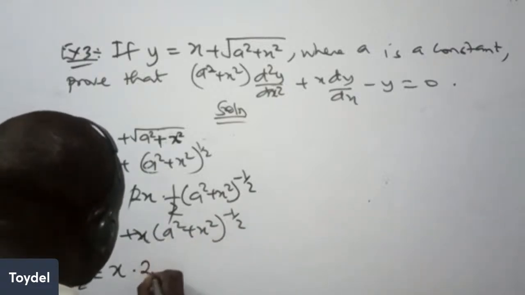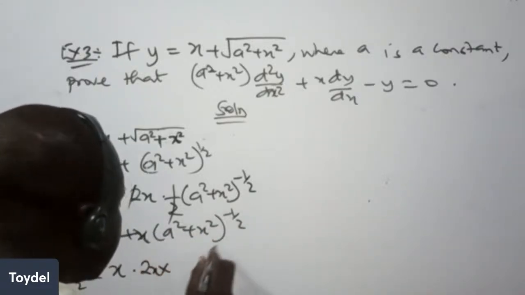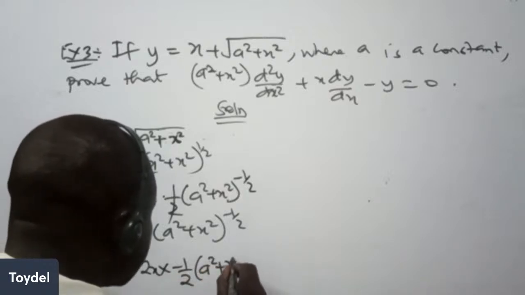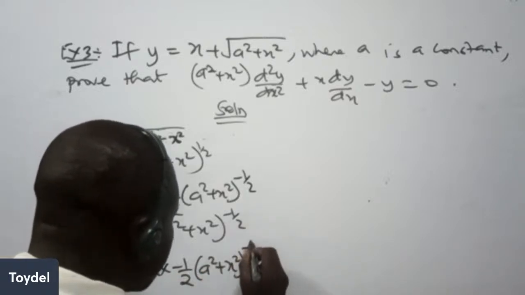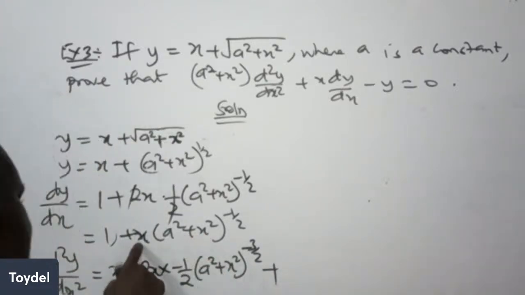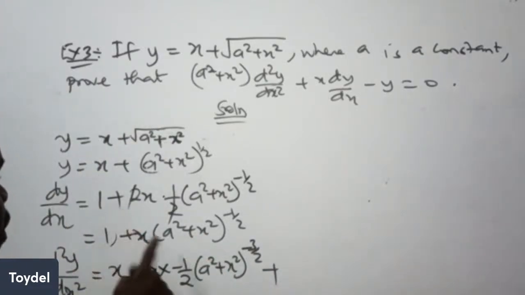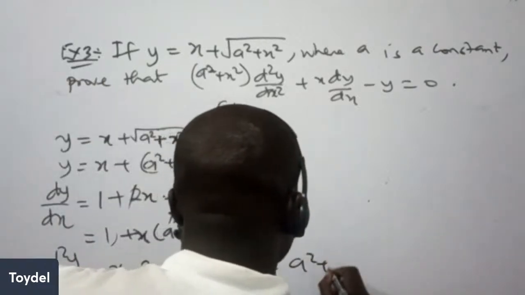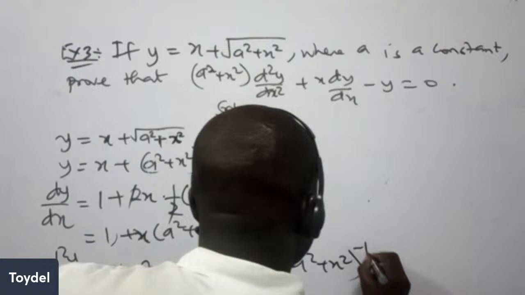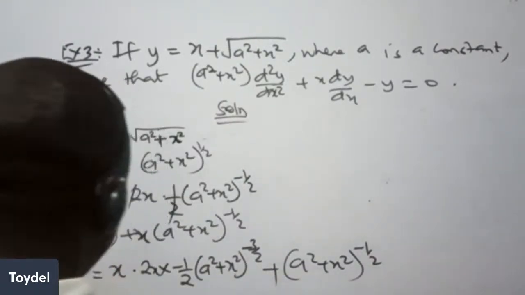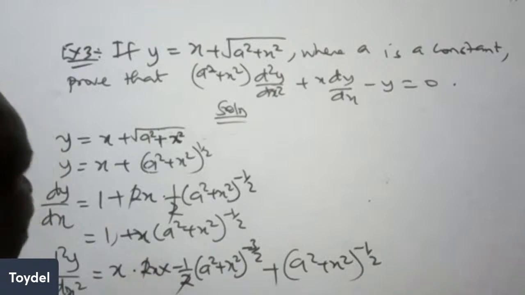What I have inside is 2x multiplied by minus half coming down, into (a² + s²)^(-1/2 - 1), which is (a² + s²)^(-3/2), plus, I'll pick this. When I differentiate x, this is going to give me 1, so I'm going to get (a² + s²)^(-1/2). That is what I'm going to get there. Then this will take care of this at the end of the day.